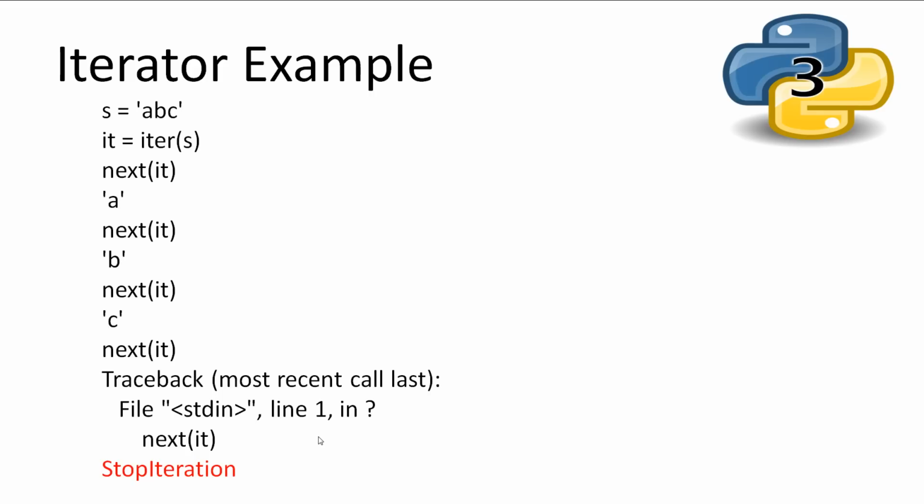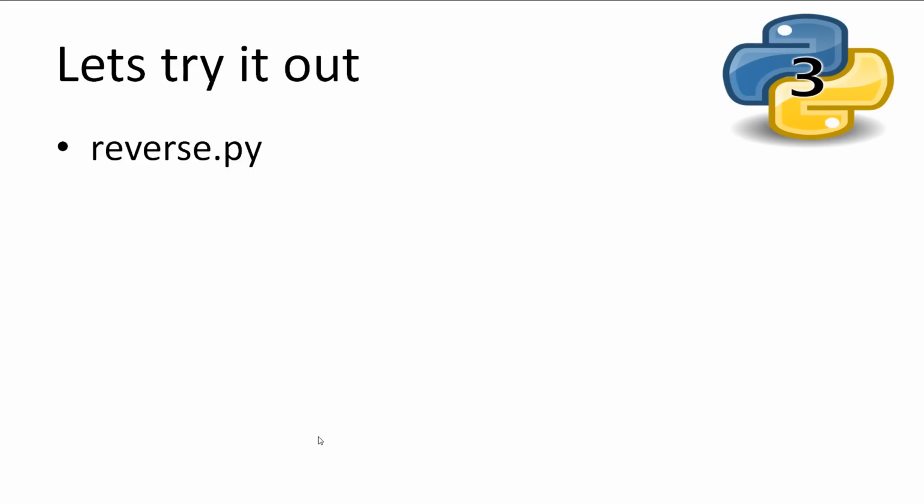Let's look at this quick example of what the for loop does on containers. So we have a container defined with the characters A, B, and C. We then get the iterator of that container with the iter method. Now we can step through each one using the next method on the iterator, until we hit the end and StopIteration is raised. Let's try writing our own iterator on a container.